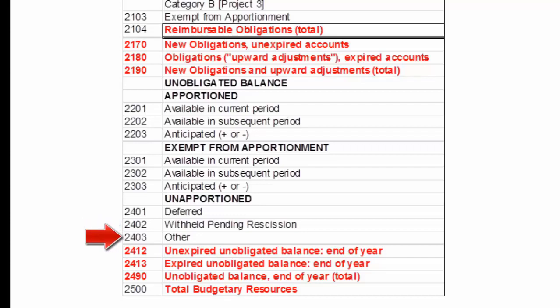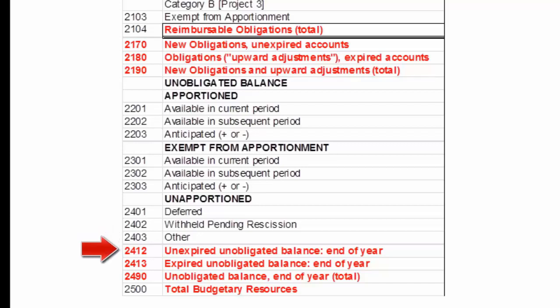Line 2403 reflects amounts that have not yet been apportioned. If the SF133 is for an expired account, then the entire unobligated balance would appear here because the funds are not available for new obligations, and there are no apportionments of expired balances. If the SF133 is for an unexpired account, an amount on this line might be caused by collections or recoveries made in excess of amounts estimated and apportioned.